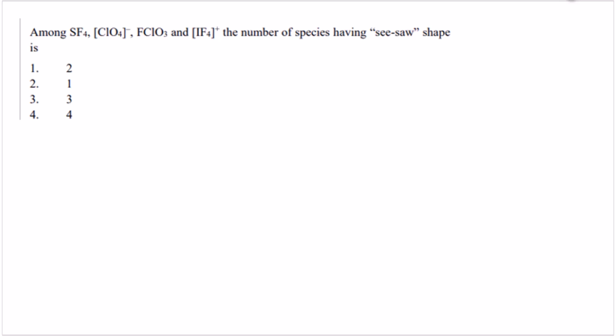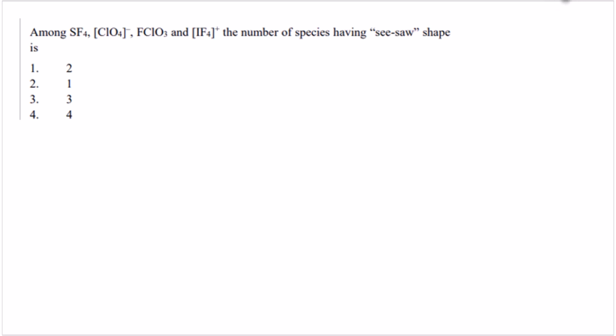So that means amongst these compounds we have to find out which of the following have the seesaw shape, and what number of compounds have the seesaw shape. So we have 4 compounds, and out of 4 how many have seesaw shape. So we will apply VSEPR theory here to predict the geometry and the shape of the compounds.